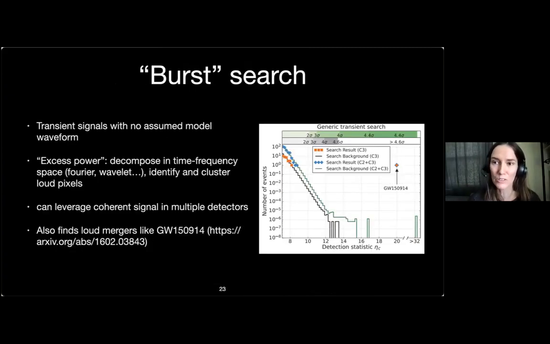Another method used to identify signals, which has been effective for loud mergers as well, is searches that look for transient signals with no assumed model waveform, often using an excess power technique, so decomposing in the time frequency space in some way, identifying and clustering unusually loud pixels, and leveraging the coherence of the signal in multiple detectors to discriminate this excess against some transient that could be better described by a local noise event.